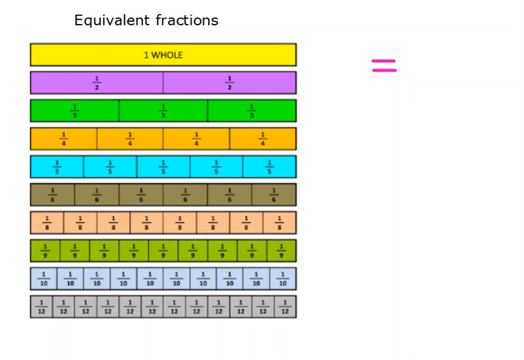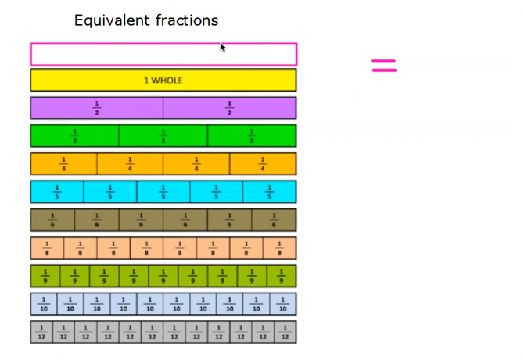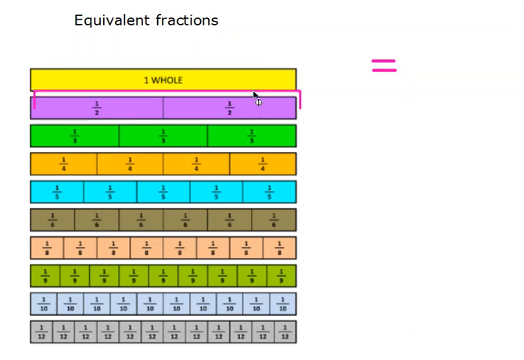So what I'm going to do to start with is draw for you a rectangle and I'm going to draw it over this whole. So I have my one whole here. Now anything that is the same size as my rectangle, which is equal to one whole, will also be equal to one whole. So for example, if I move my rectangle down here, you can see that 1, 2, 3, 4, 5 fifths is equal to one whole. So that would be written as 5/5 is equal to one whole.